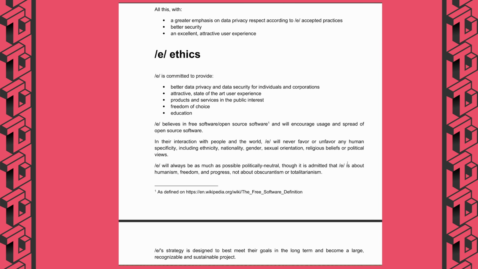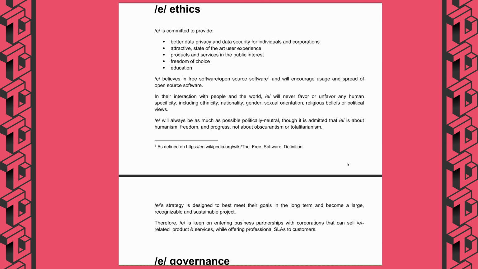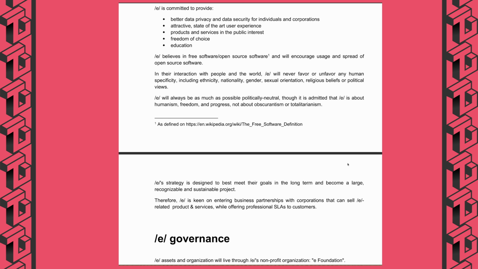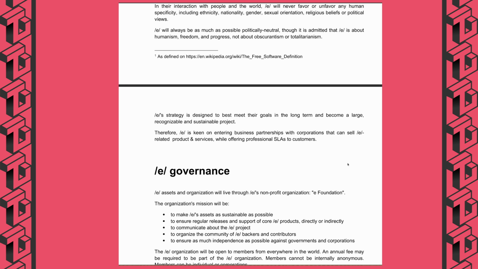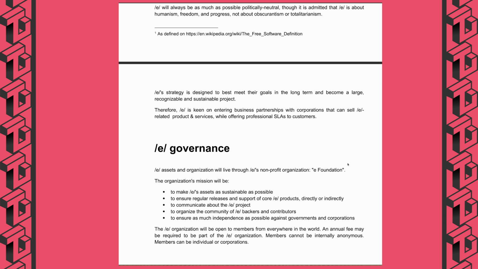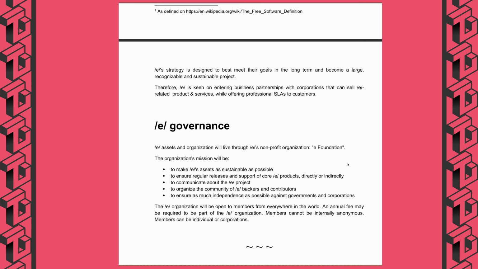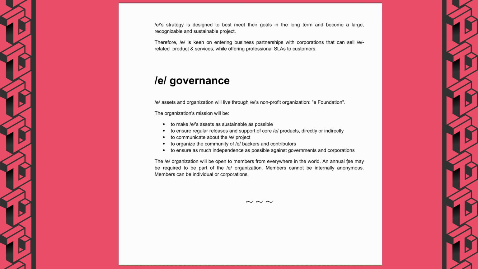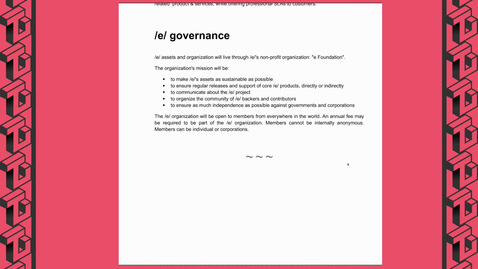To this end, the E project aims to create an open source mobile operating system for phones, tablets, computers, wearables, and IoT devices. But not just that, they also want to create the services to power an open ecosystem, including an app store, email, cloud storage, search, and an AI assistant.